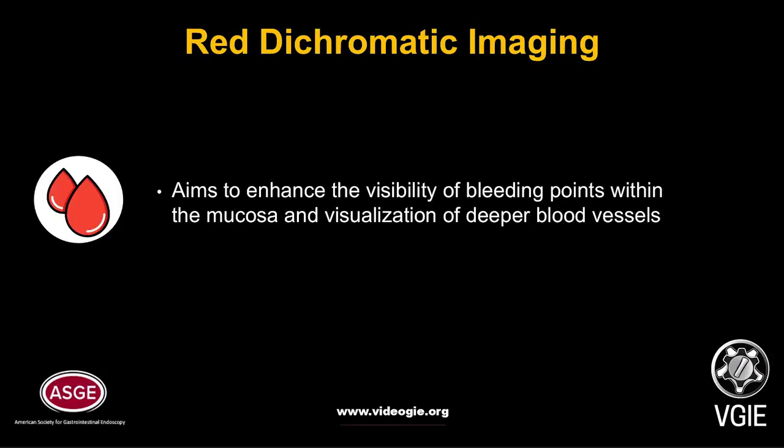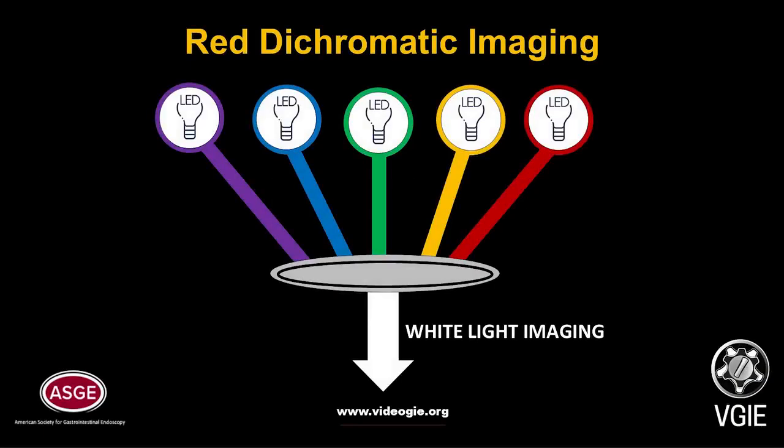Red dichromatic imaging is another form of image-enhanced endoscopy that enables the observation of deeper tissue regions by utilizing lights of longer wavelengths. The objective is to enhance the detection of bleeding points and deeper blood vessels. The video processor light source unit consists mainly of 5 light-emitting diodes or LEDs, namely violet, blue, green, amber, and red. All 5 LEDs emit light during a white light imaging observation.